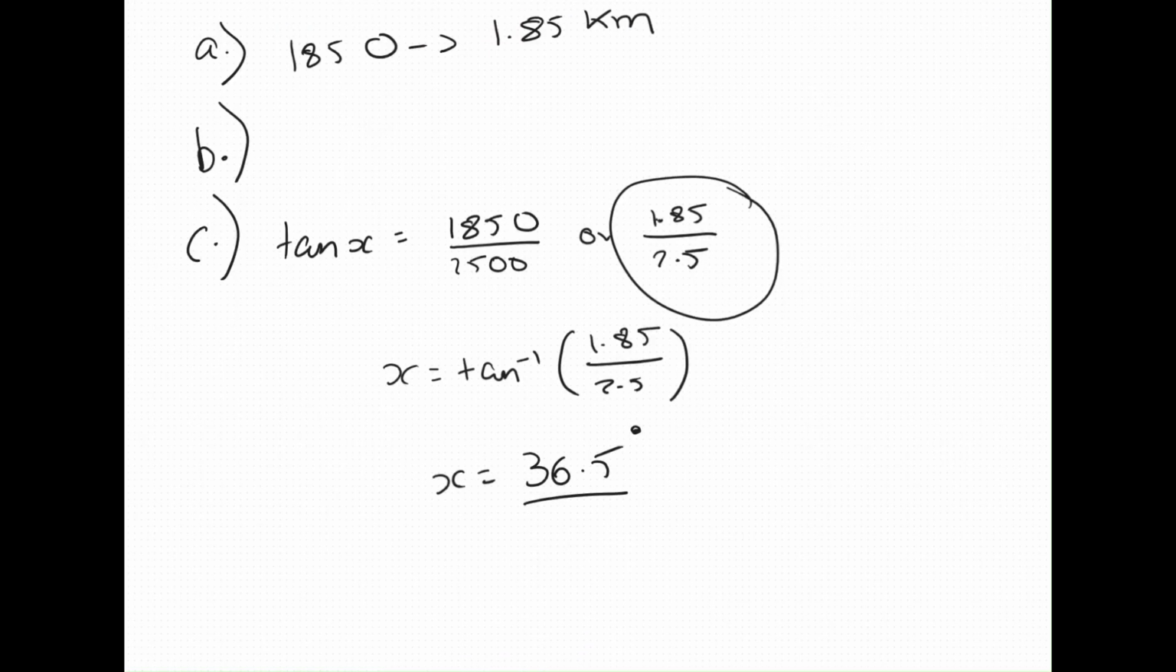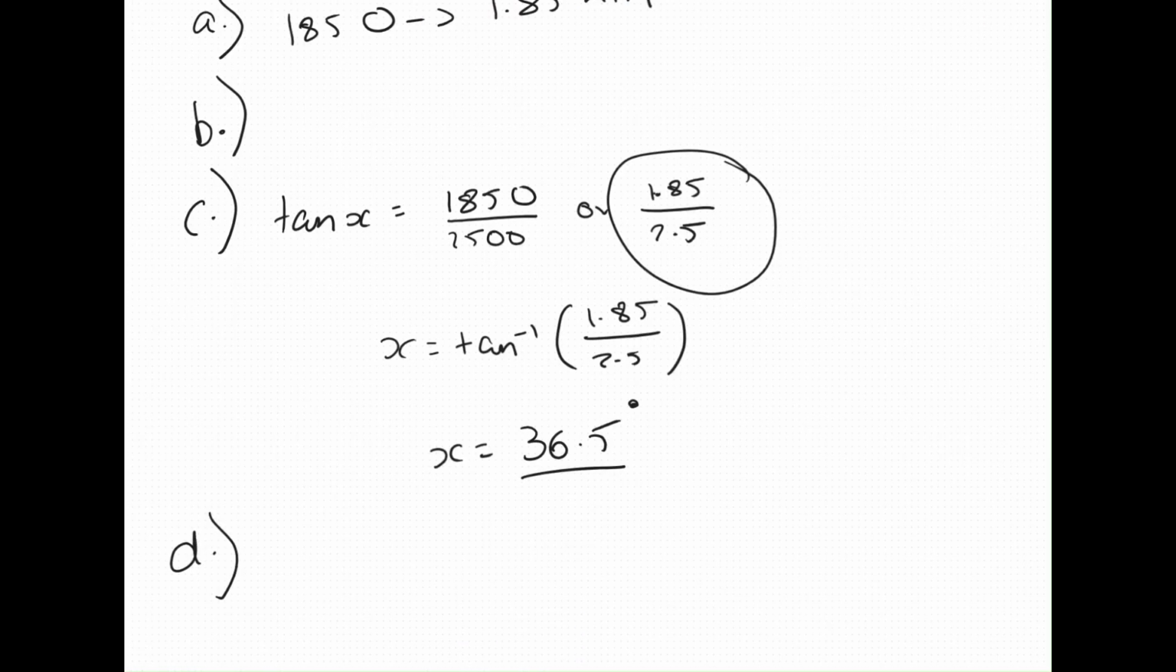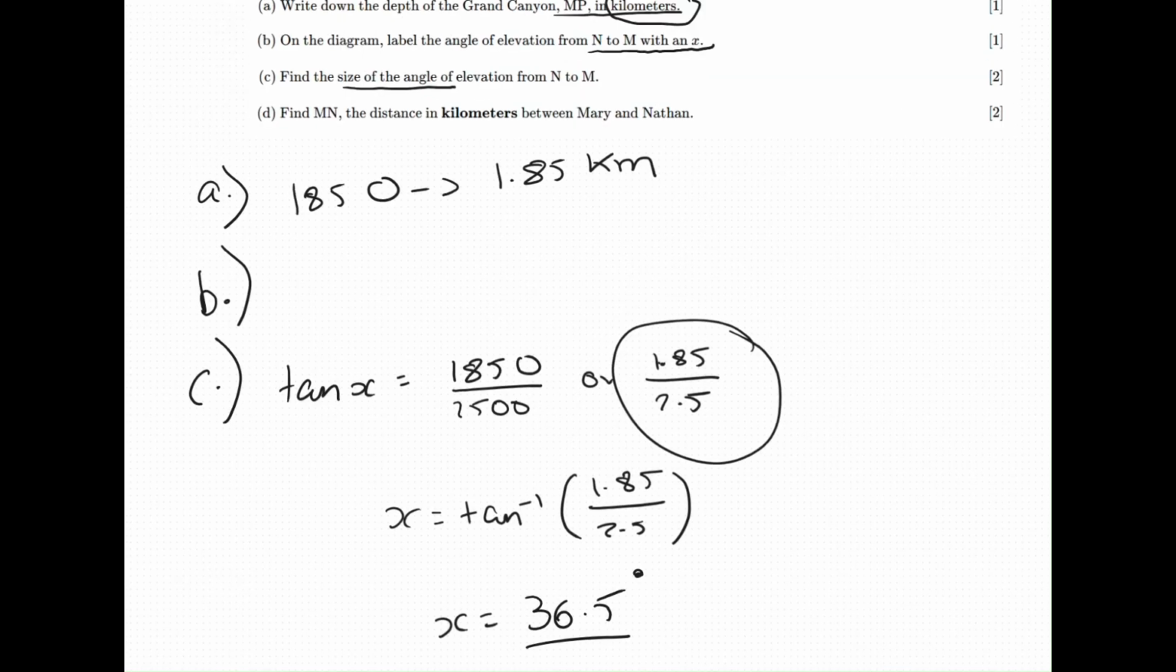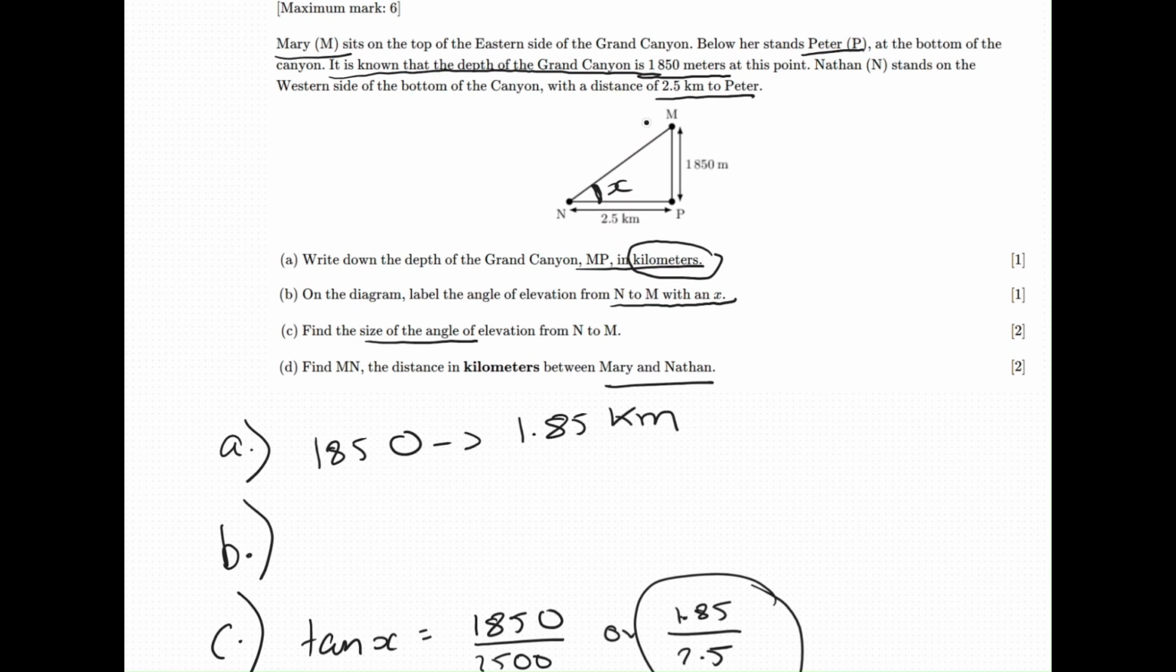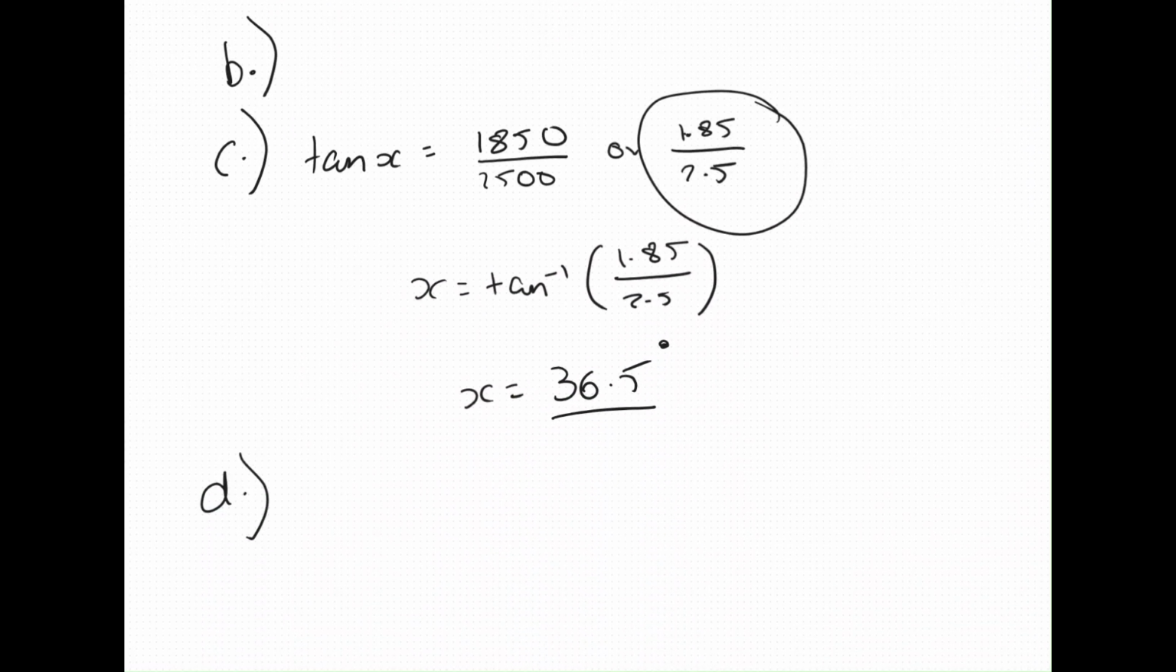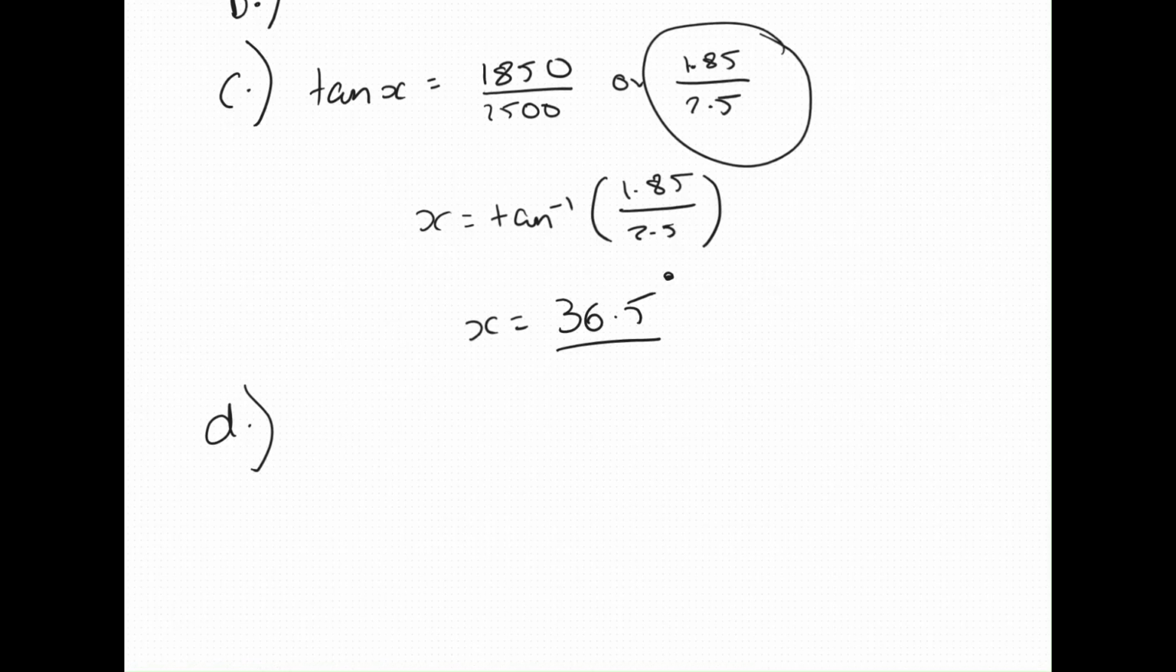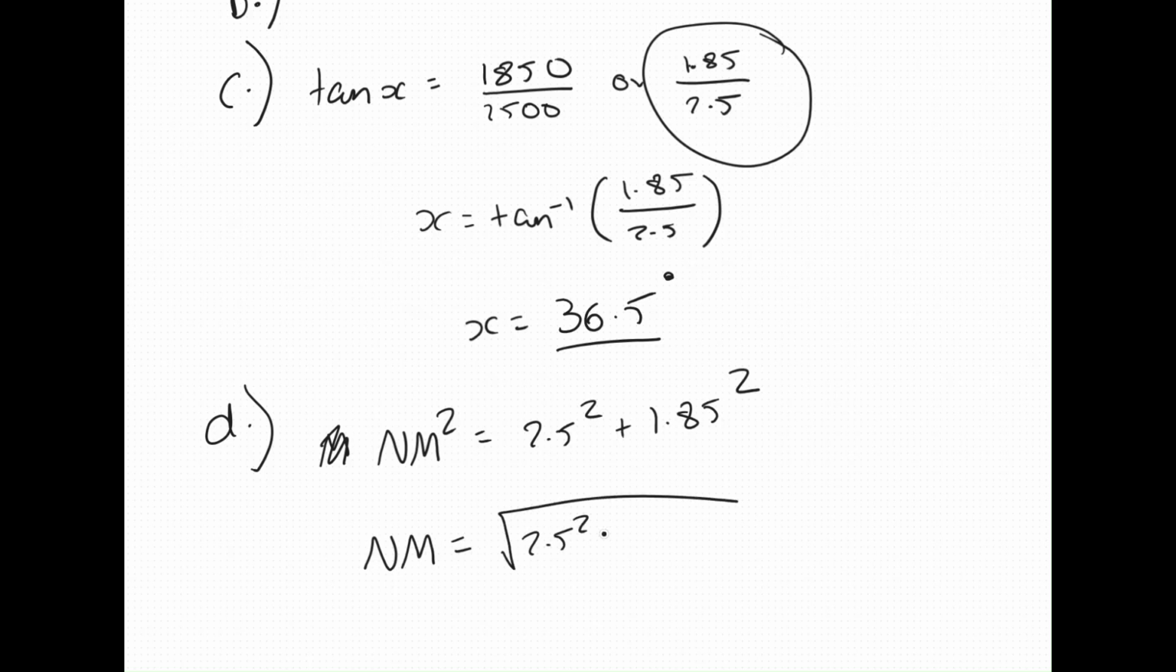And so now for part D, it says work out the distance between Mary and Nathan. So you'll be working out this distance. As you know, triangle rules, Pythagoras theorem, I'll take it as NM squared is equal to 2.5 squared plus 1.85 squared, and so NM will just be equal to the square root of, which will give you 3.11 kilometers.